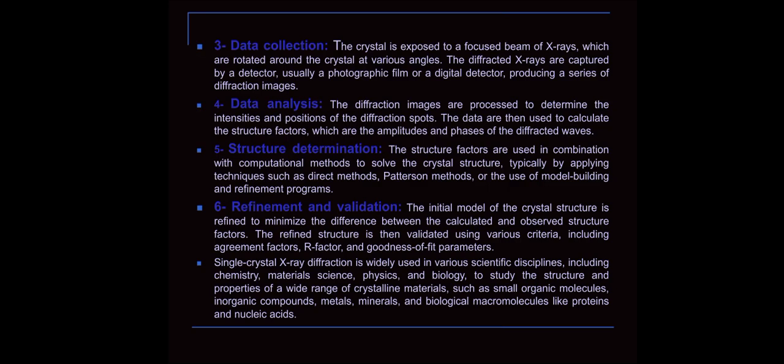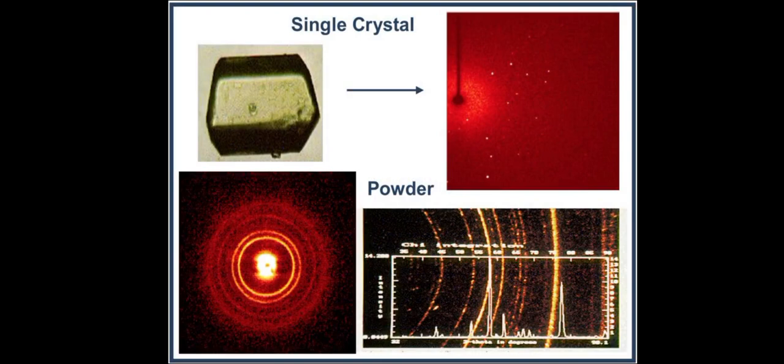Fifth one, structure determination. The structure factors are used in combination with computational methods to solve the crystal structure, typically by applying techniques such as direct methods, Patterson methods, or model building and refinement programs. Sixth one, refinement and validation. The initial model of the crystal structure is refined to minimize the difference between the calculated and observed structure factors. The refined structure is then validated using various criteria including agreement factors, R factors, and goodness of fit parameters. This is a single crystal diagram.